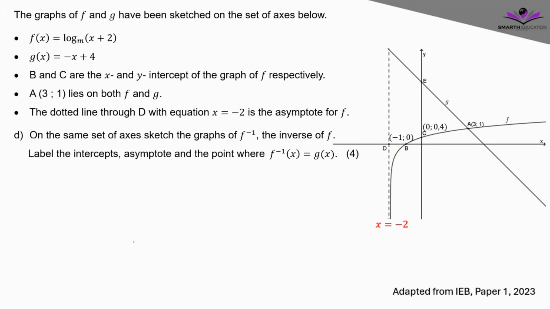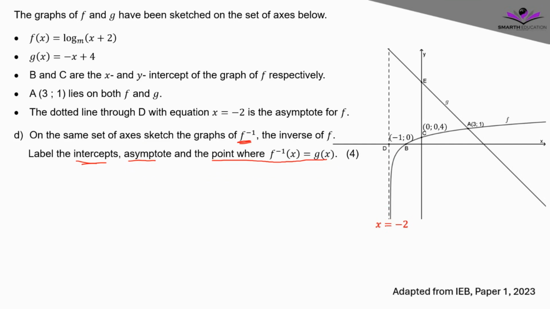And then D, on the same set of axes, sketch the graph of the inverse of f, labelling the intercepts, the asymptote, and the point where the two graphs meet, where the inverse of f of x meets g of x. We have our asymptote x equals -2.